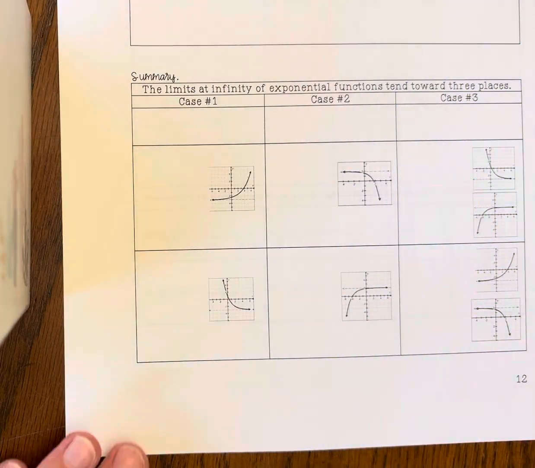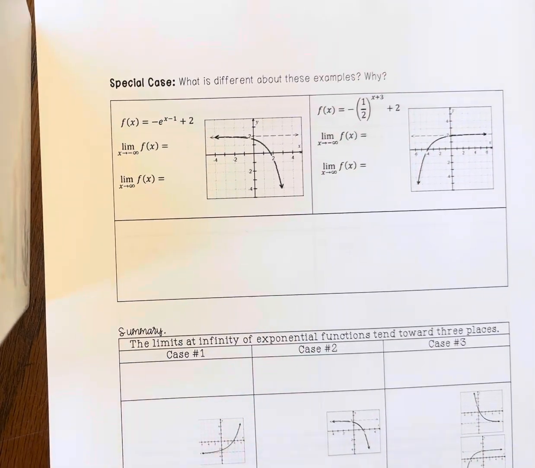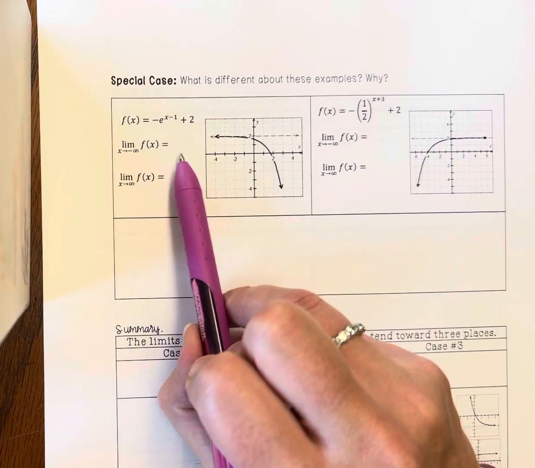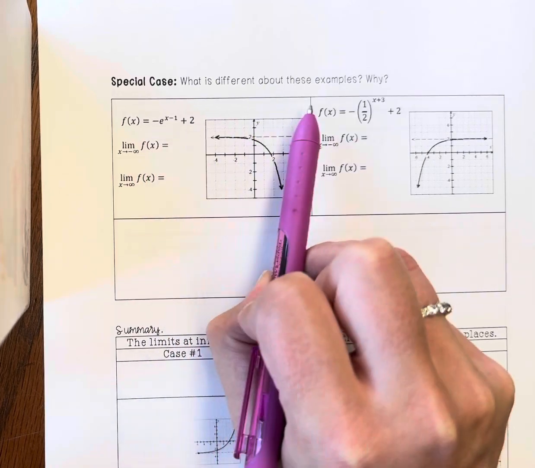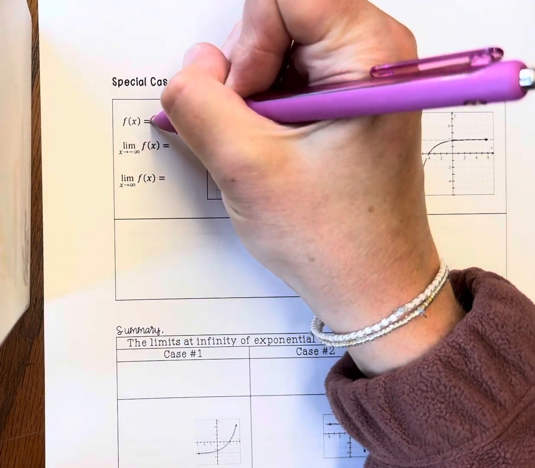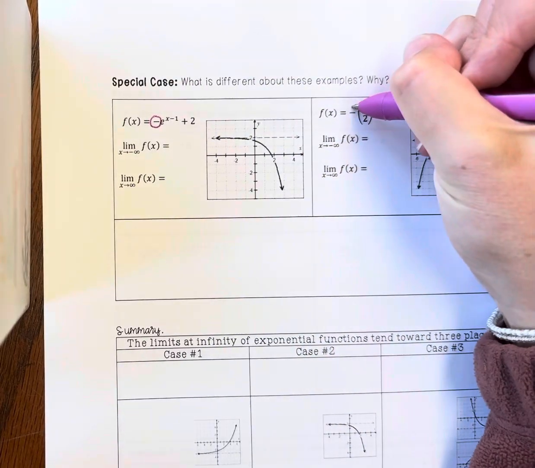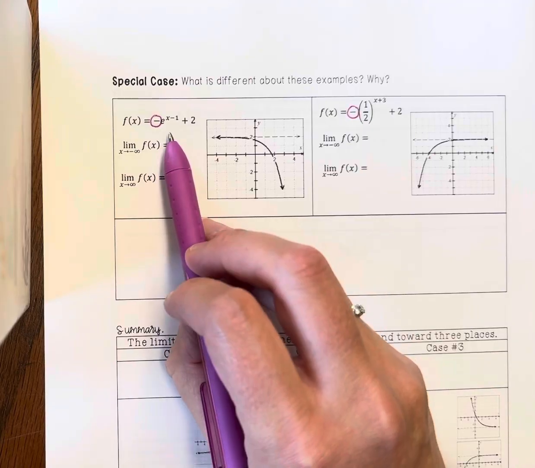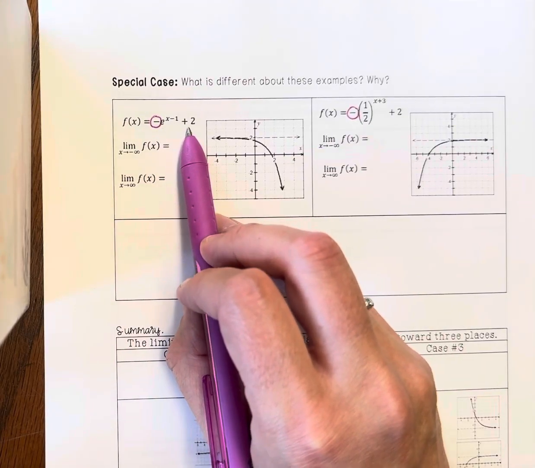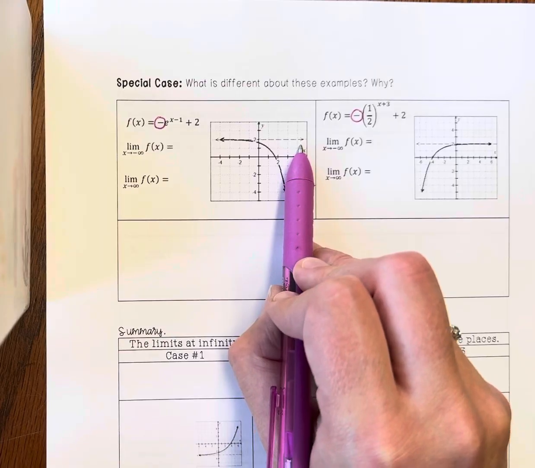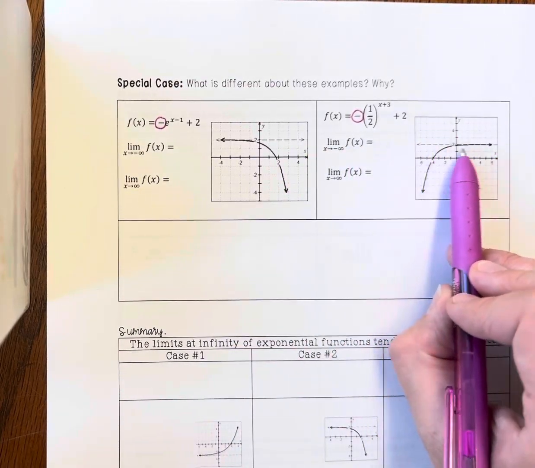Now, what happens when you have something that looks like this? So these graphs have been reflected. And let's look at the equation. So what's different about these equations? What do they have? So it's this negative in the front. So e to the x minus 1 plus 2 has an asymptote at 2. And this one also has an asymptote at 2.